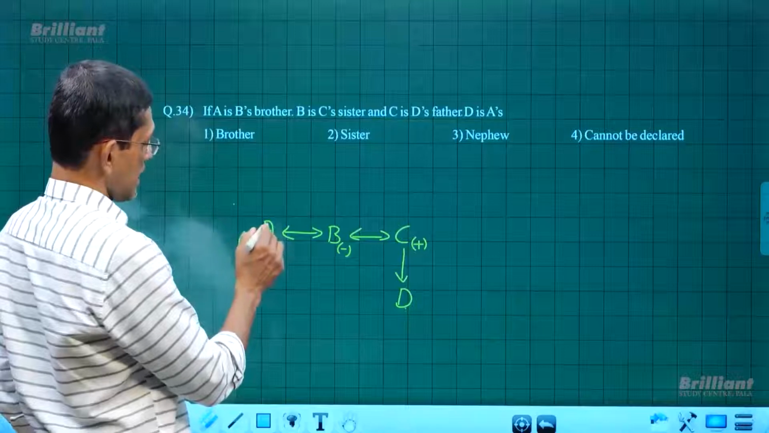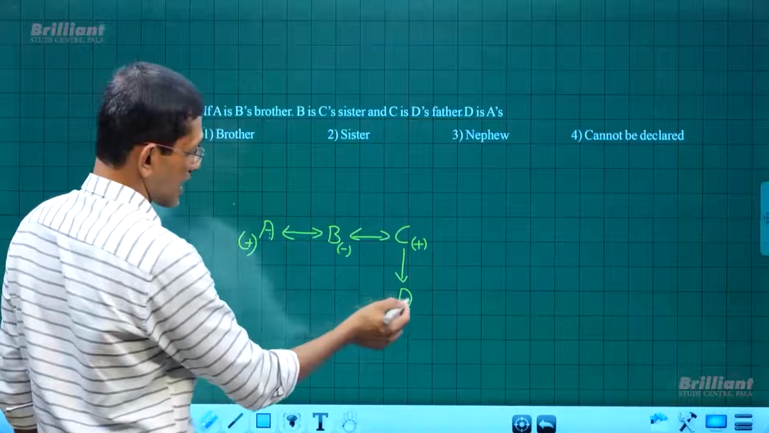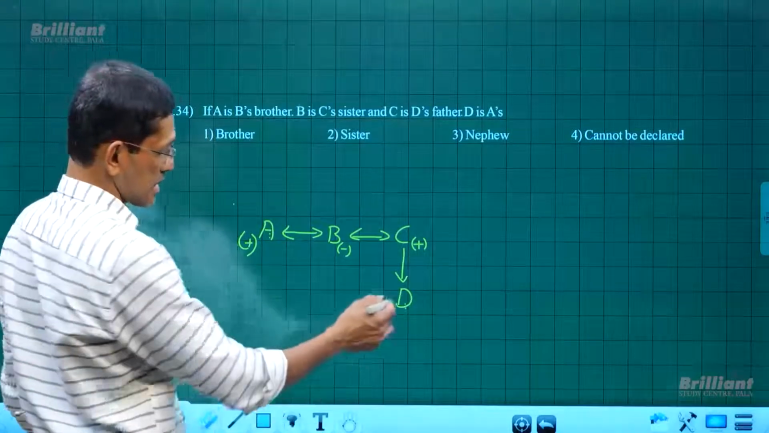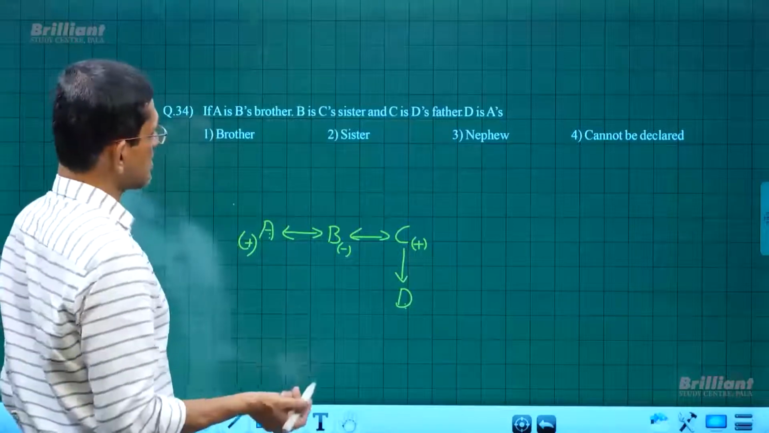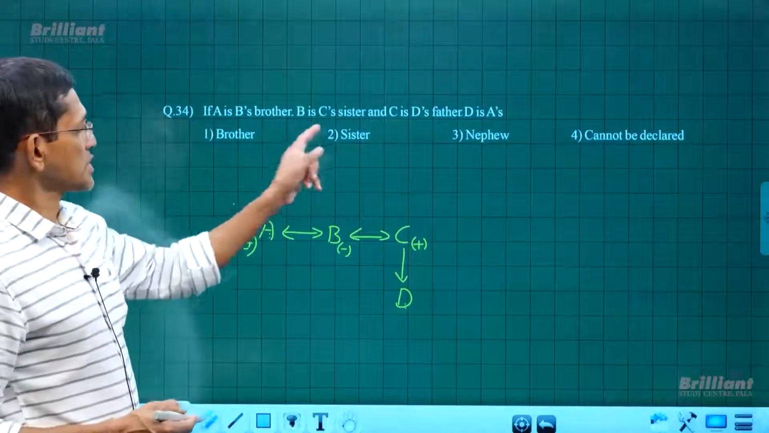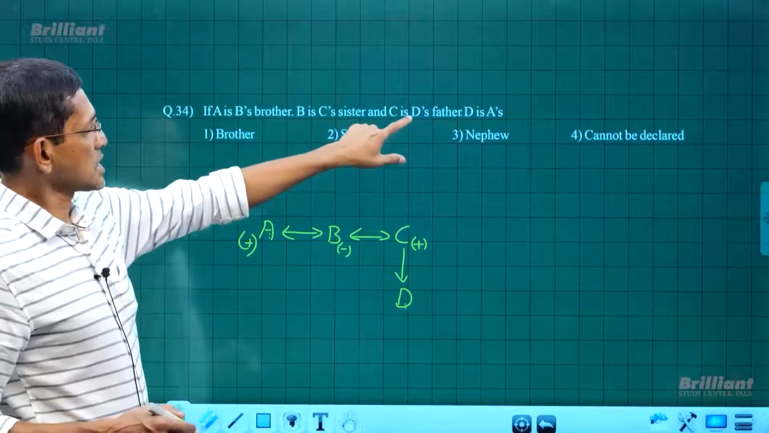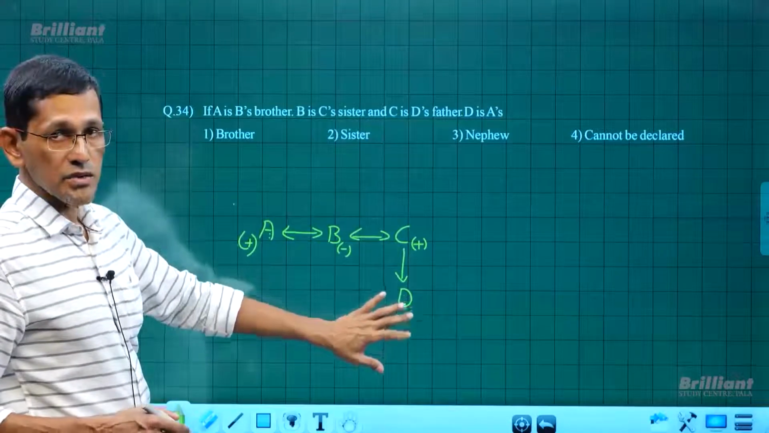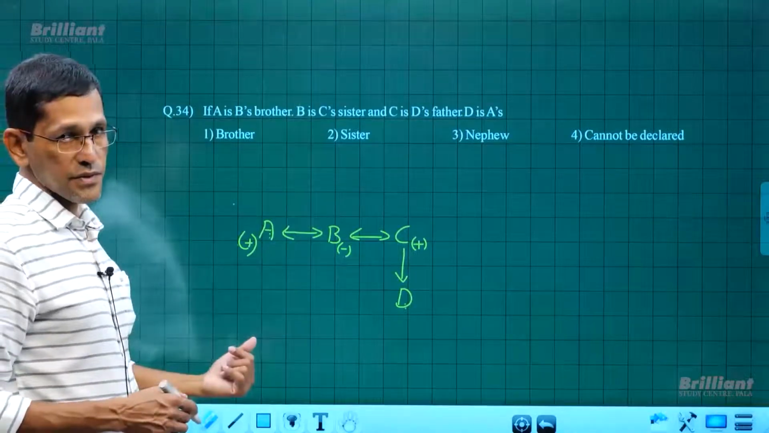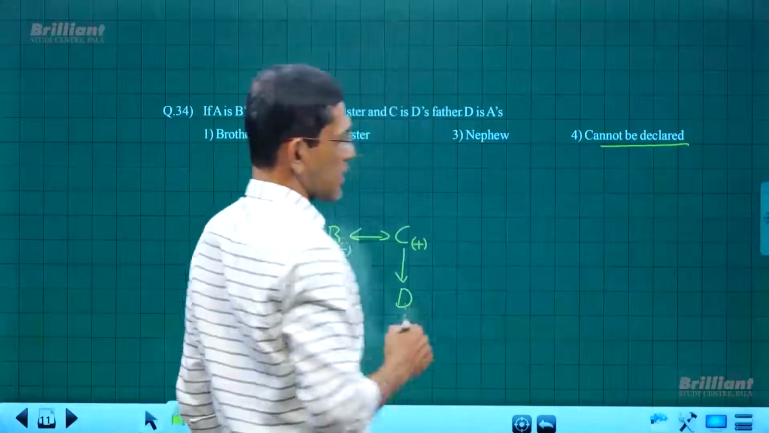Well, A's sibling, that is C. C's child is D. If D is a female, that is a niece. If D is a male, that's a nephew. So in this case, we don't have a specific idea about D. C is D's father. D could be male or a female. So it could be niece or nephew. And we have the answer cannot be determined or cannot be declared.